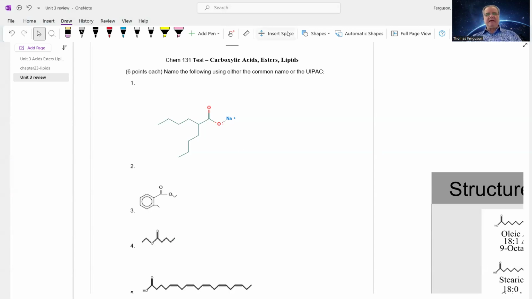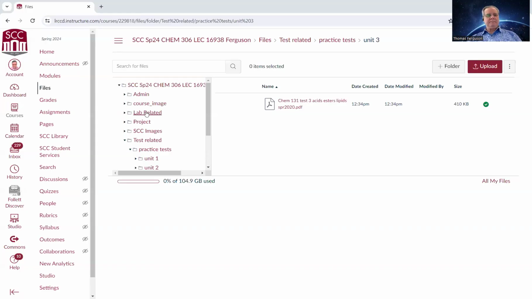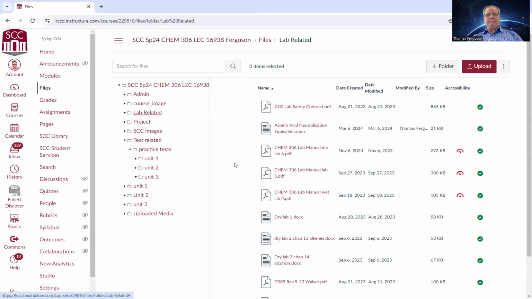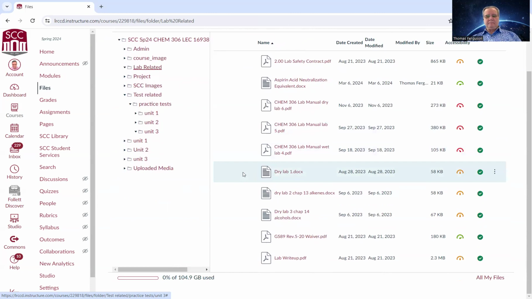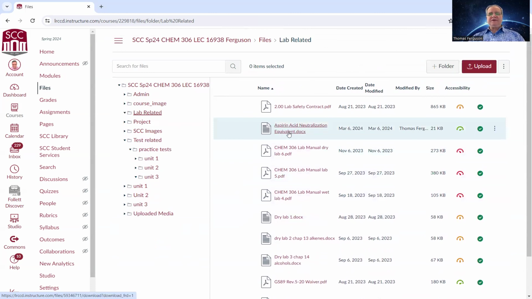In fact, let me show you that. This is it here. Aspirin acid neutralization equivalence document. So that's for next week, and that's a standard pre-lab write-up. Basically, it's going to be 3 titrations.